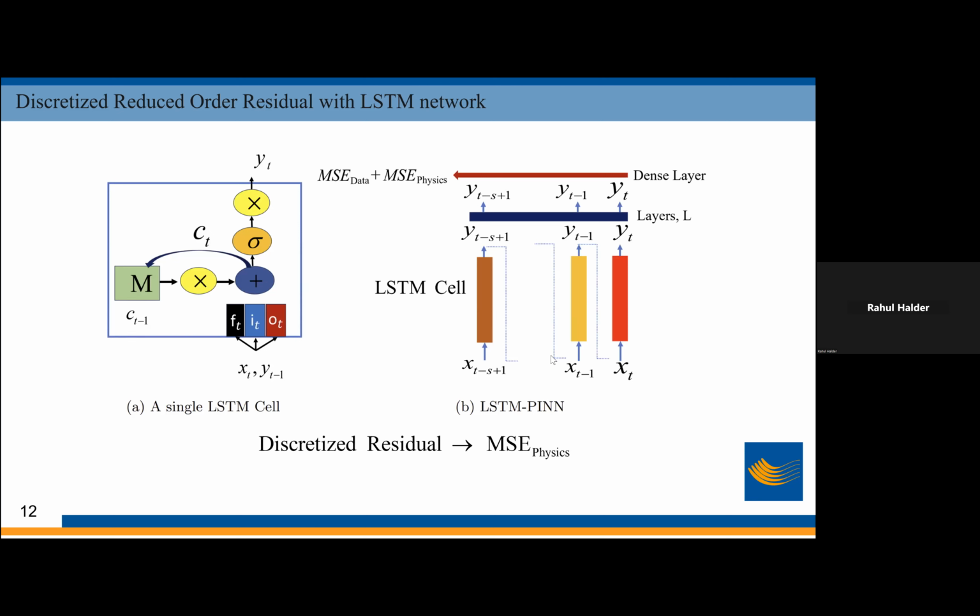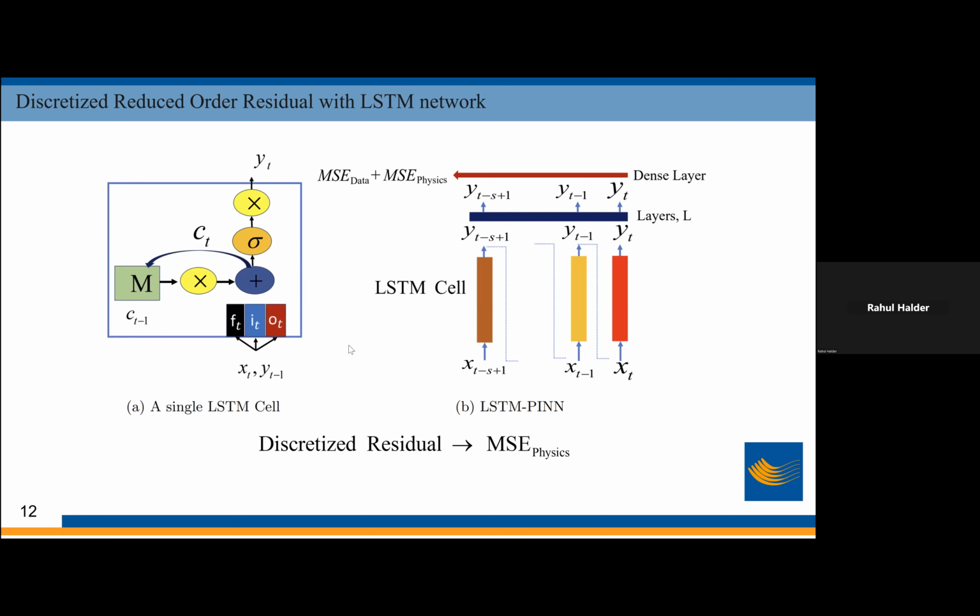You give an input, and once you get the prediction from the LSTM cell, in conventional deep learning you can minimize the distance with the data only. But here, you also pass the predicted value from your neural network to your discretized solver, get the physics-based residual, and try to minimize that too. But the overall architecture is the same.